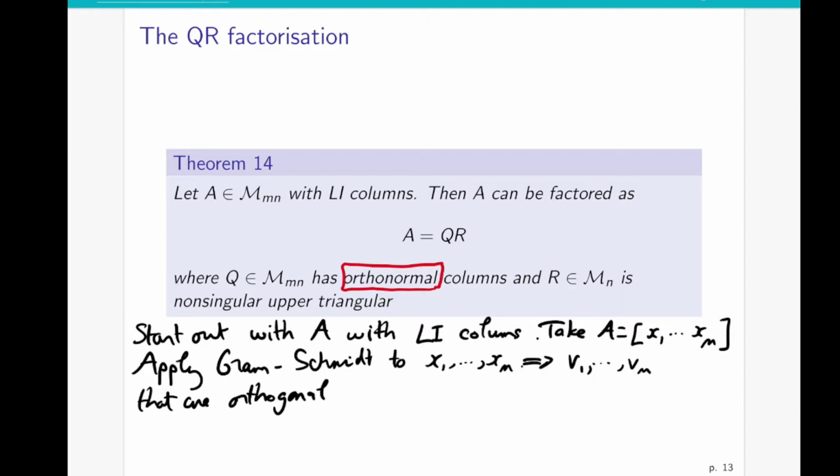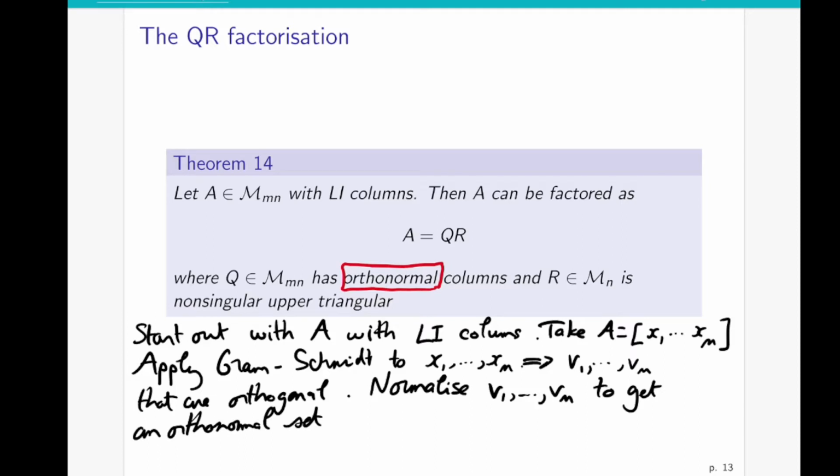And if you want to make them orthonormal, normalize v1 to vn to get an orthonormal set, and then you have your matrix Q, which is the matrix that has columns v1 to vn normalized. Okay, it's not just v1 to vn, it's the normalized v1 to vn.